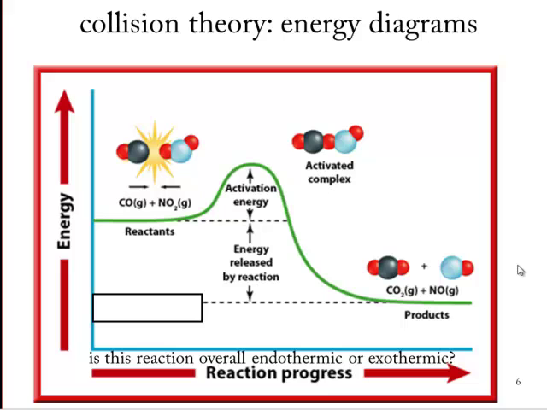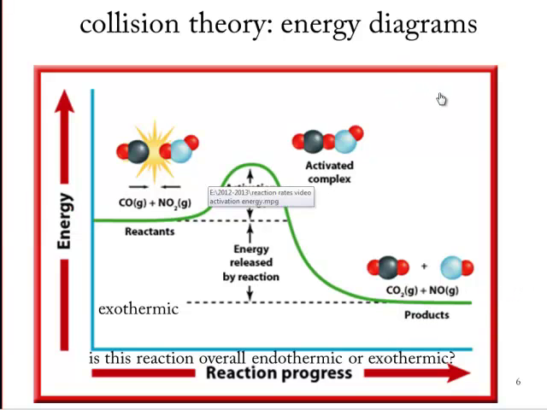By definition, that must mean that energy is being released to the surroundings. They call that an exothermic process. How can you tell if it's exothermic or endothermic? Just take your starting energy state and compare it to your finishing energy state. If it's lower, it's got to be exo. If it's higher, it's got to be endothermic. Requires energy overall. This hump typically does not matter because you get all of that energy back.